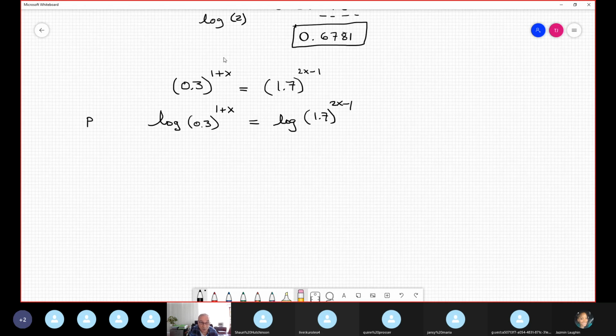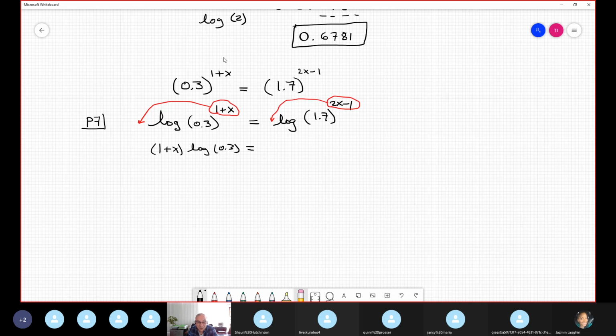Entonces, one more time you apply the famous property number 7. The famous property number 7. And this entire exponent goes to the front. And this goes to the front. Okay, so we have 1 plus x. Be careful. You put a parenthesis. Multiplication by log 0.3. Is equal. Do you understand it's important to put the parenthesis, right? Because this entire expression multiplies this, because this is just a number.